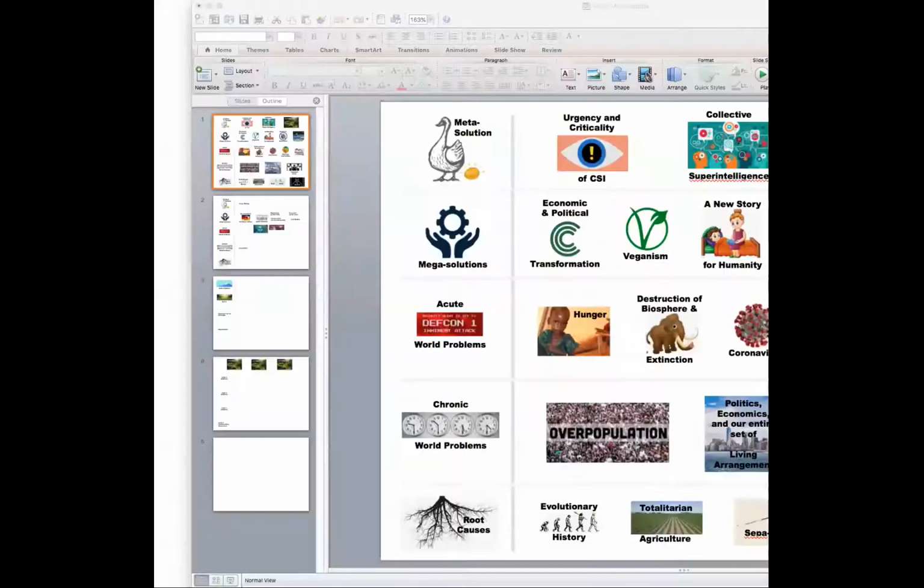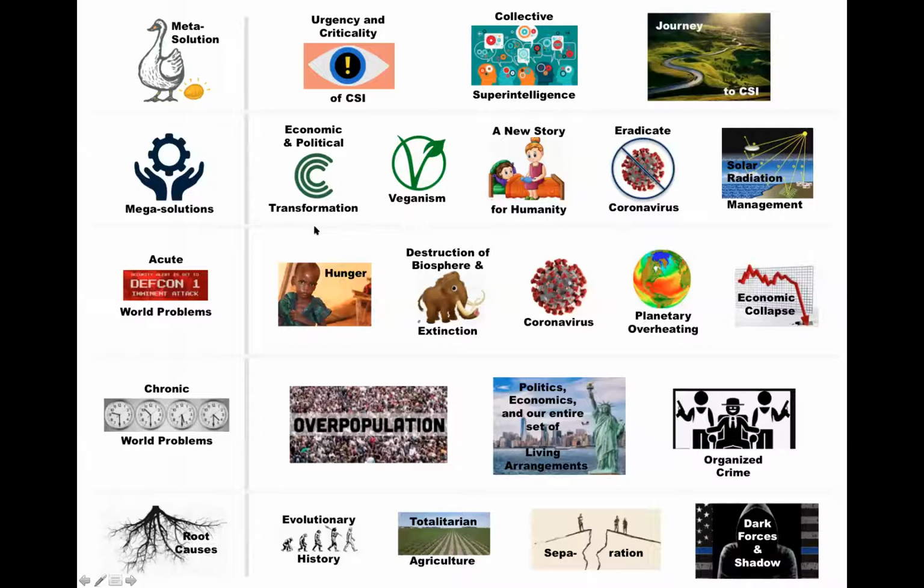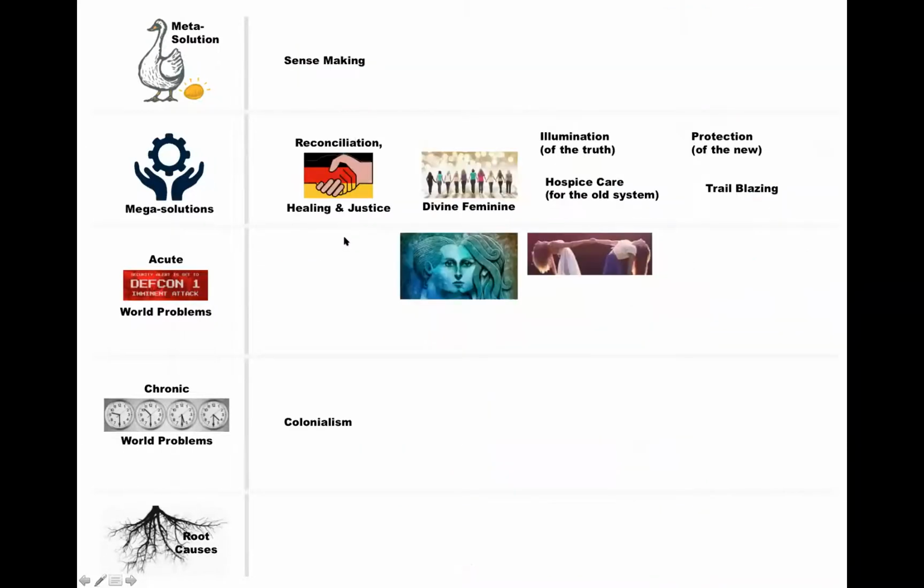And in fact, there are some other slides or some other things, because as soon as I put together this first sort of, these were the ones that were just jumping out at me, I said, wait a second, we're missing some here. We're missing a mega solution in the realm of reconciliation, healing, and justice, right? Another around the divine feminine. And then there are these other four that came out of Sailesh's presentation. And then I also put in a chronic world problem of colonialism, right, which cuts across racism, classism, etc.